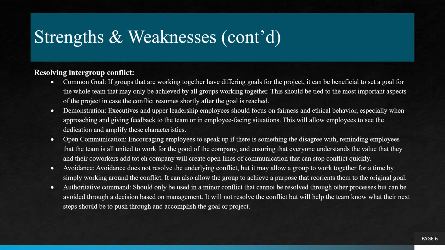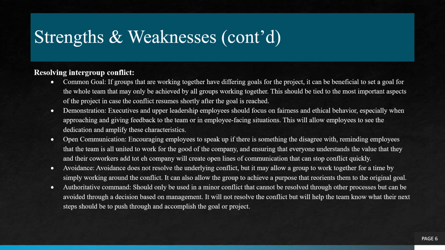The third, open communication. Encouraging employees to speak up if there is something they disagree with. Reminding employees that the team is all united to work for the good of the company and ensuring that everyone understands the value that they and their coworkers add to the company will create open lines of communication that can stop conflict quickly.